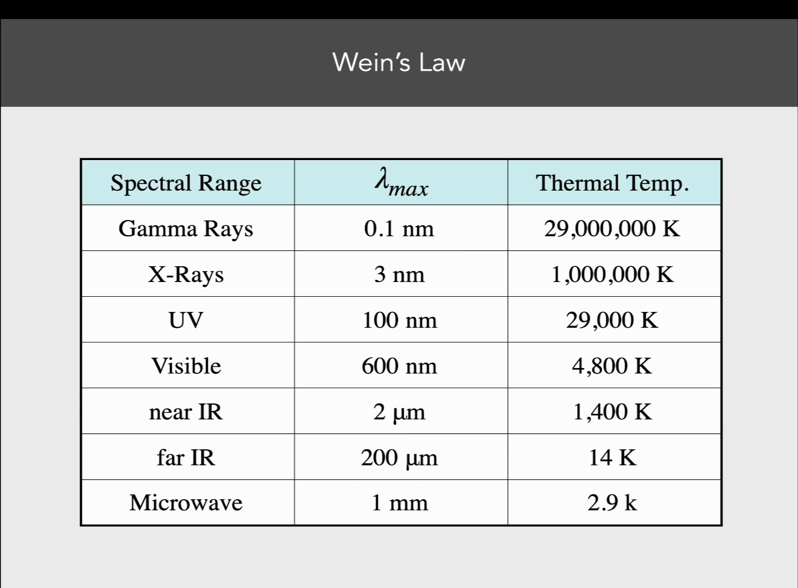If you have a gas, let's say at the center of a star, you can be up in this range, so millions of degrees Kelvin, and the radiation associated with that gas would be in X-rays or gamma rays. If you go the other way, if you cool an object down, then the wavelength where that energy is radiated shifts to the near infrared, far infrared, and then microwaves.